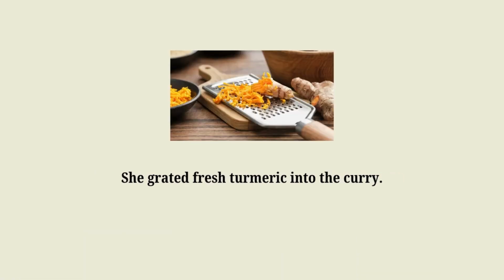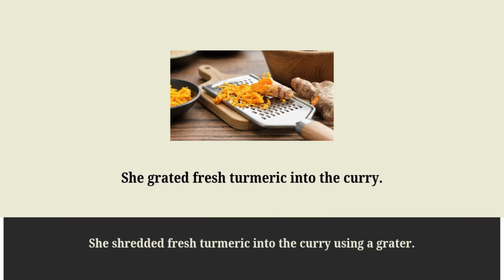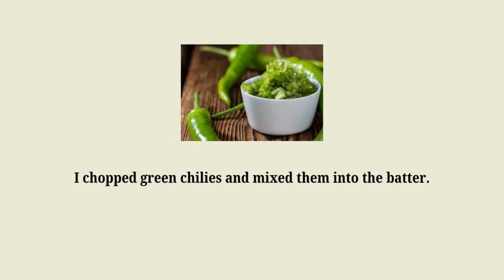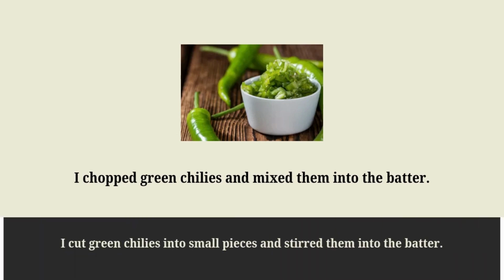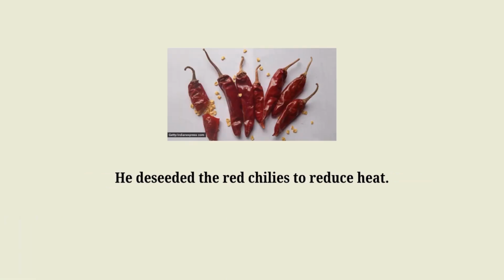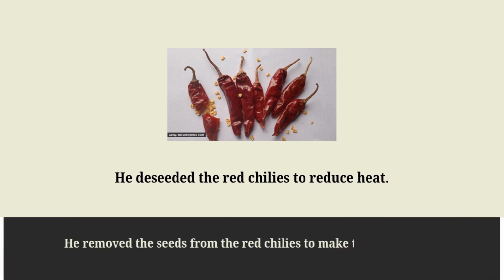She grated fresh turmeric into the curry, or she shredded fresh turmeric into the curry using a grater. I chopped green chilies and mixed them into the batter. In simple terms, I cut green chilies into small pieces and stirred them into the batter. He de-seeded the red chilies to reduce heat. In simple terms, he removed the seeds from the red chilies to make them less spicy.